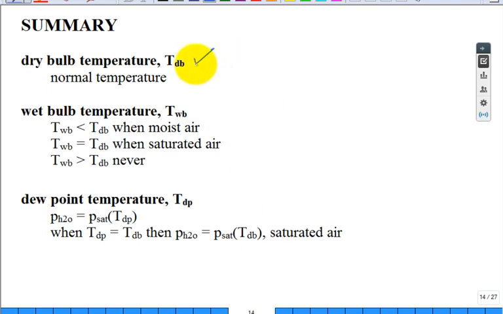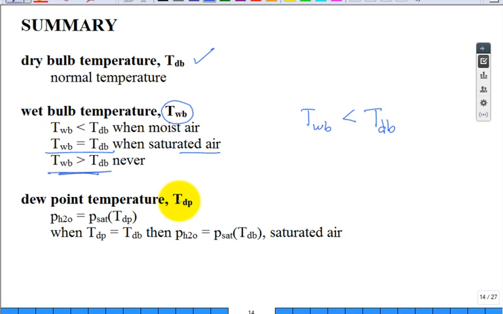It's what you consider your normal temperature. The wet bulb, why is it wet? It's due to evaporation. When do you get a lot of evaporation? When it's drier and drier and drier air. You get a great temperature difference between the wet bulb, which will always be less than the dry bulb temperature. When it equals the dry bulb, that's because there's no potential to evaporate, and it's saturated air. That's when the wet bulb is equal to the dry bulb. When is the wet bulb greater than the dry bulb? Never. It doesn't make any sense.